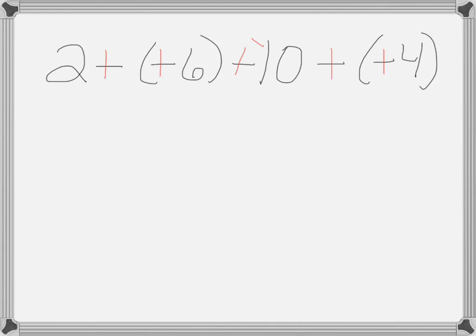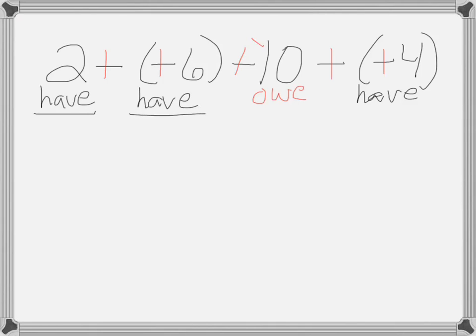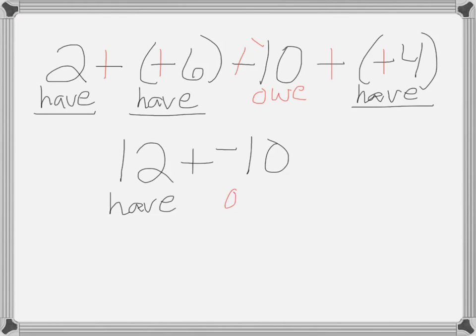Now the only number in that list that's negative is the 10. So we owe $10. The rest of them are positive. We have 2, we have 6, we have 4. So let's add all of our positives together. 2 plus 6 is 8, plus 4 more is 12. So we have $12, but we owe 10. So if we have $12 but we owe 10, we can pay off our $10 debt and still have $2.